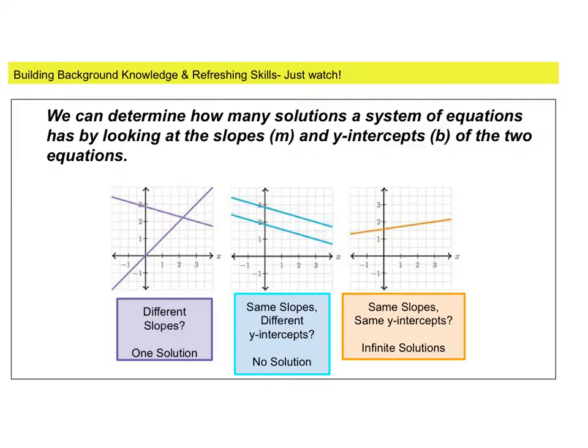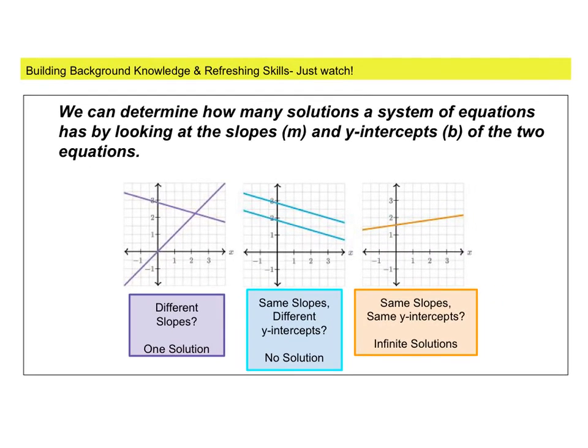All right, so just to build some background, we're going to be using this graphic throughout the lesson today, so you will get used to it. It says we can determine how many solutions a system of equations has just by looking at the slopes and the y-intercepts. So if we look at our m and our b, we can tell, hey, this has one solution, hey, this has no solution, hey, this has infinite solutions. And here's how we do that.